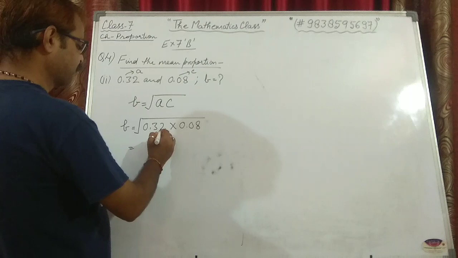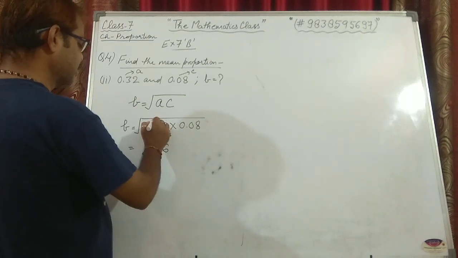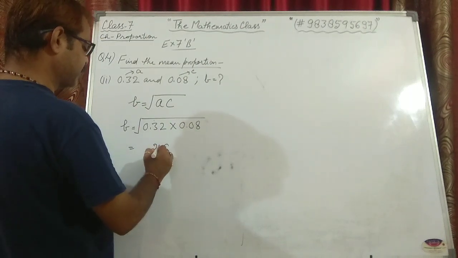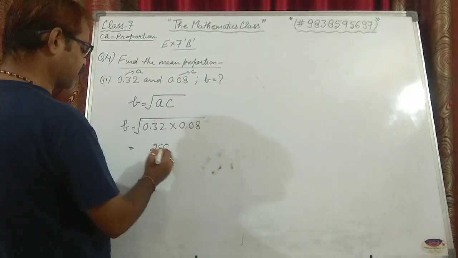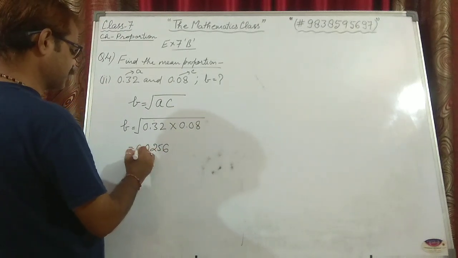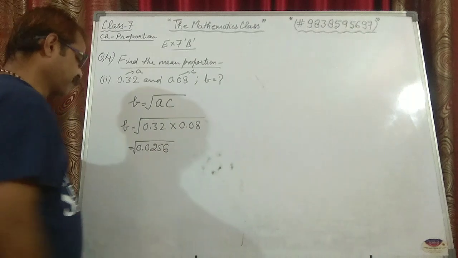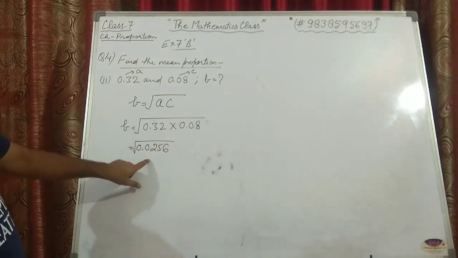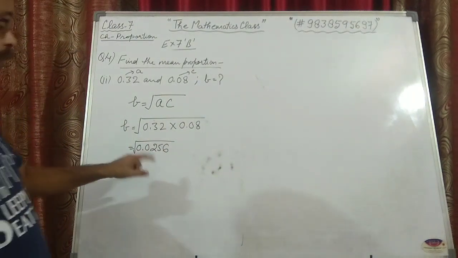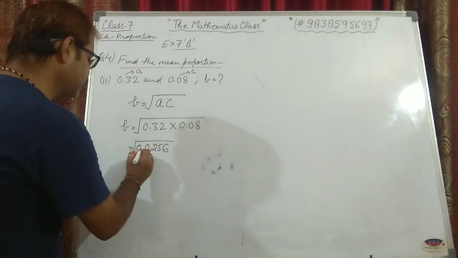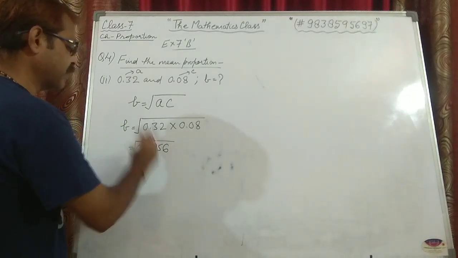So 8 8s are 64, 8 32s are 256, and counting the decimal places, this will come as 0.0256. It means we have to find out the under root value of 0.0256.